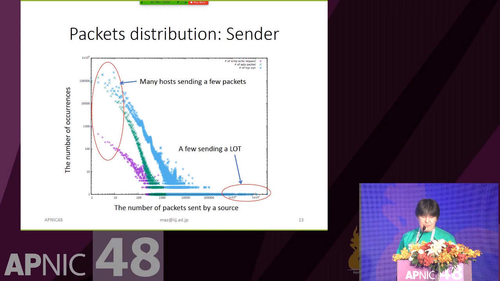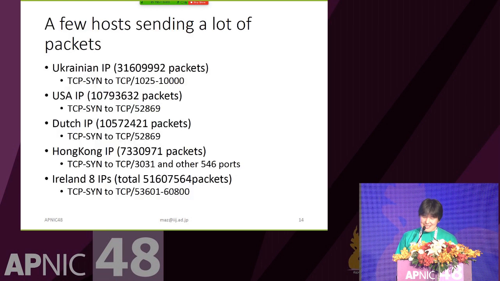So this is interesting. About a million senders are just sending a few packets, less than 10 packets, to our whole network. But a few hosts are sending hundreds of millions of packets to our network, right? That's interesting. So the top talkers: a few hosts sending a lot of packets.